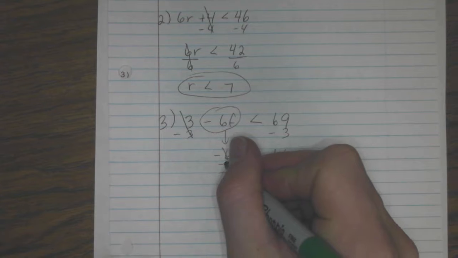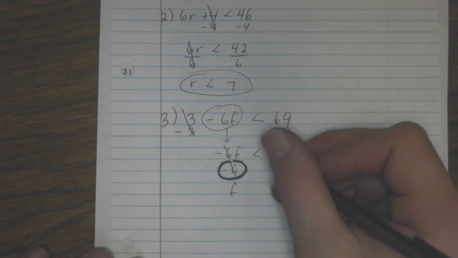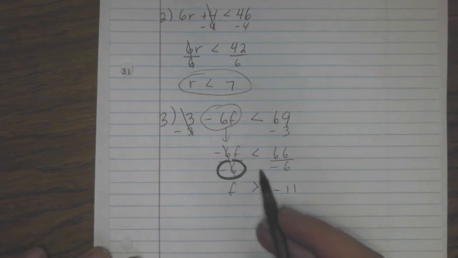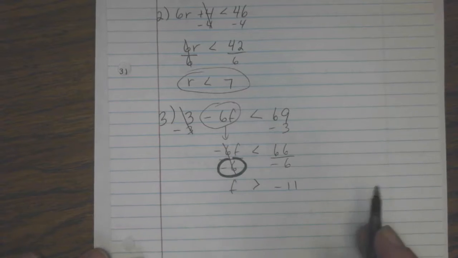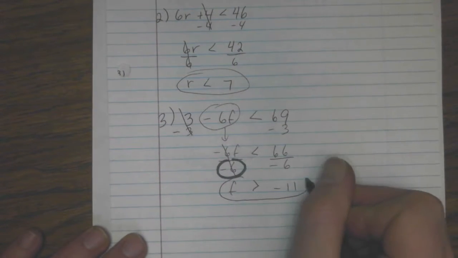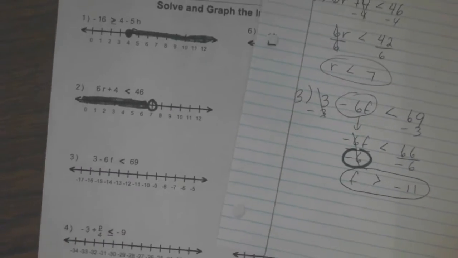Again, here I'm dividing by negative 6 here. So I need to flip the symbol. So instead of f less than, I have f is greater than. And my answer is negative 11. F is greater than negative 11. So that's number 3.